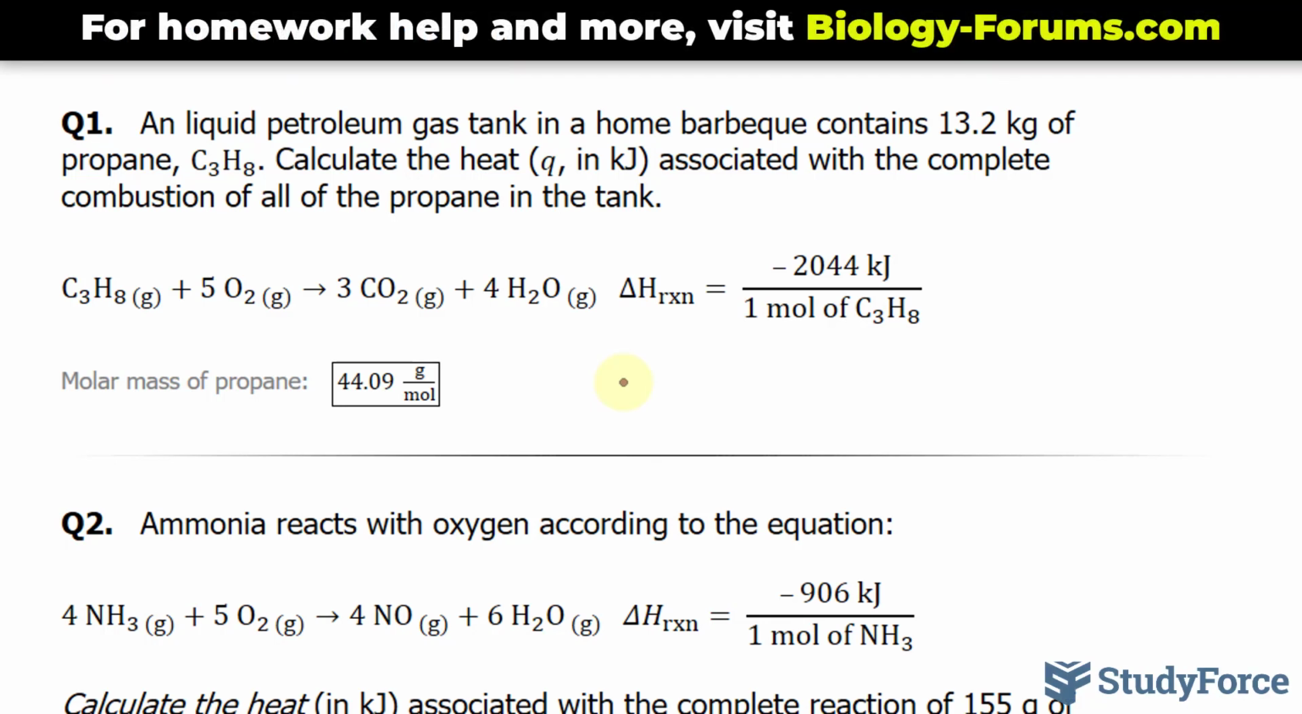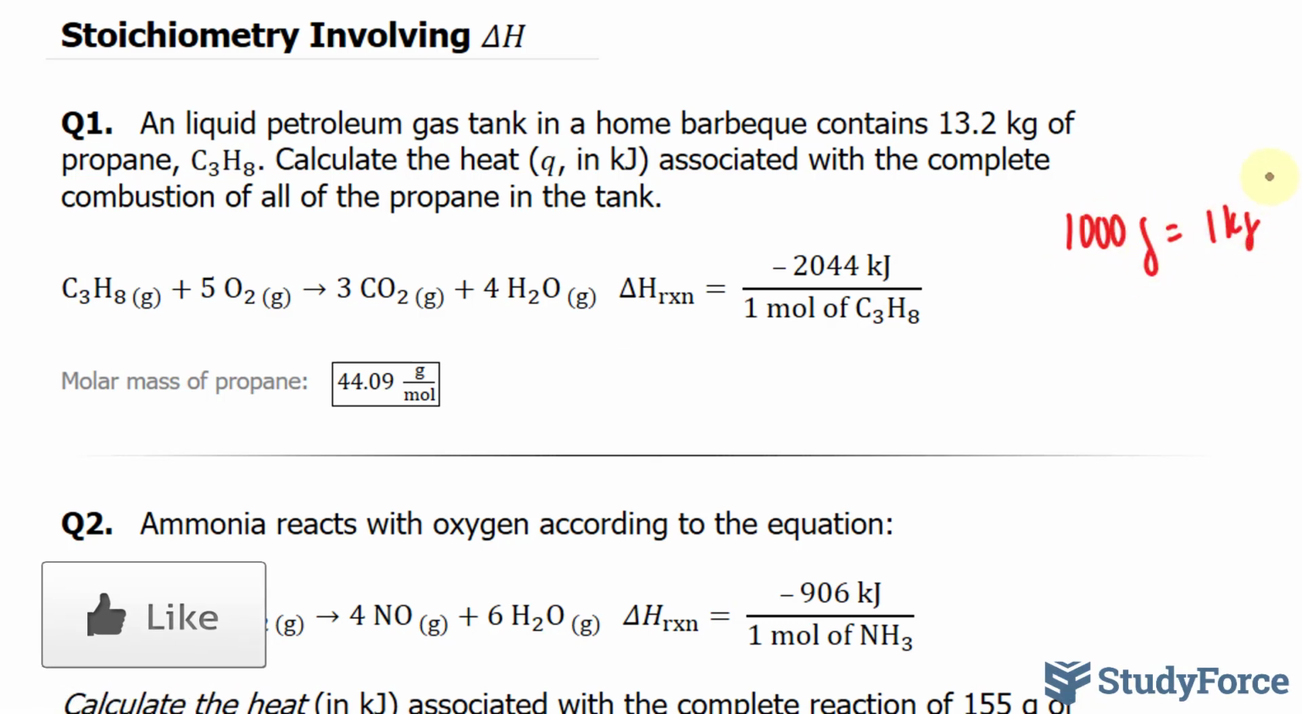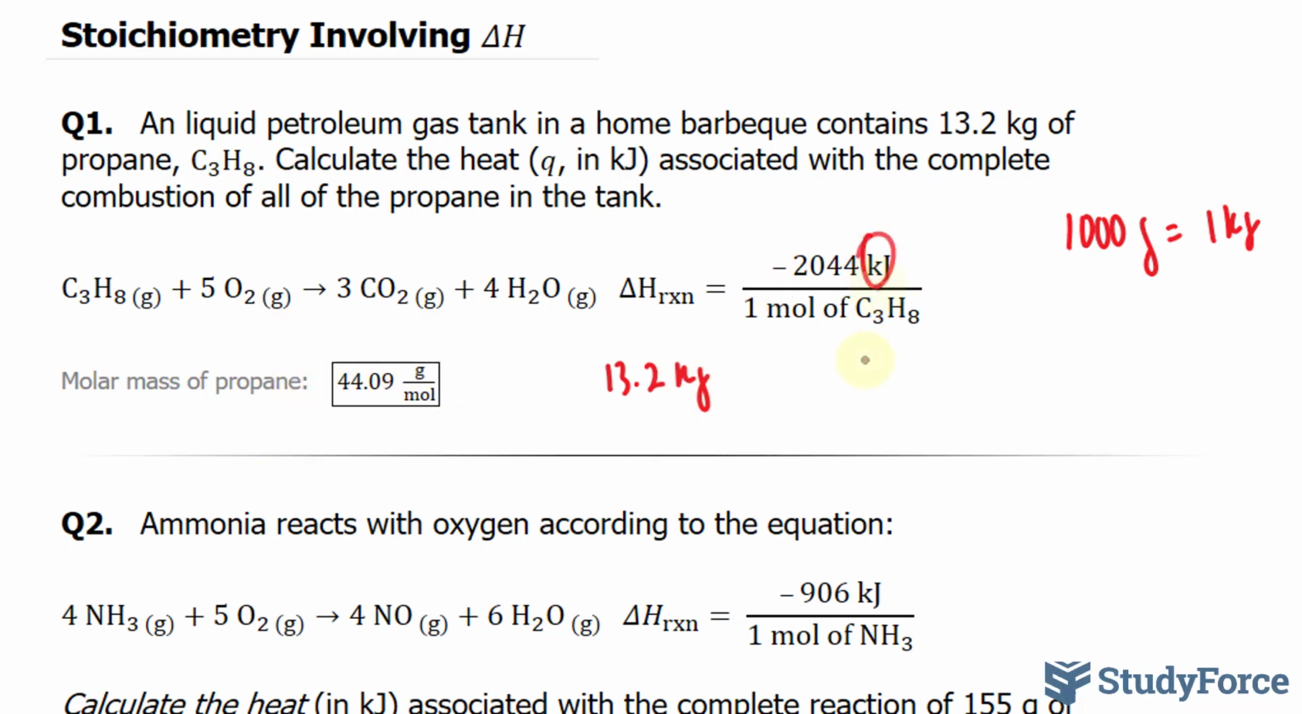This question is actually quite simple. All we have to do is use the molar mass of propane along with the conversion ratio that 1,000 grams is equal to 1 kilogram to find out what we're looking for. I'll take my mass of 13.2 kilograms and convert it into grams. Once I've done that, I'll use this number along with this number to find out the kilojoules.